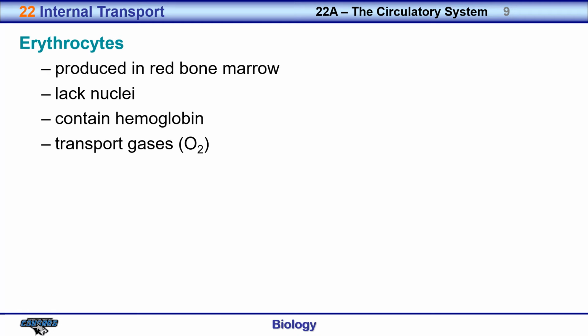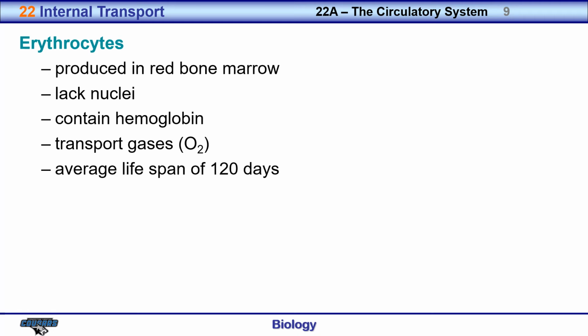Now, in a developing fetus, erythrocytes are formed primarily by the spleen, the liver, and the red bone marrow. So these are the three places where red blood cells can be formed: the spleen, the liver, and the red bone marrow. The average lifespan of an erythrocyte is about 90 to 120 days.